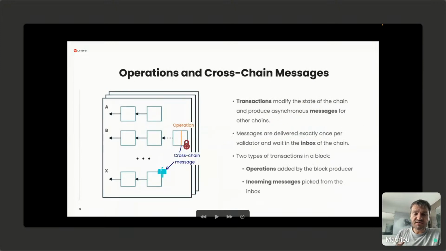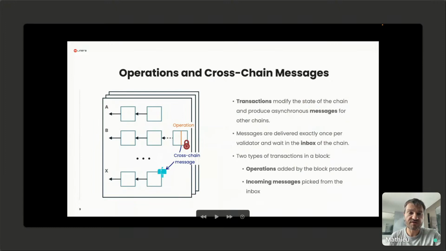Okay, and so now, how does it work when you want to program an application that does something useful? Something useful generally requires users to interact with each other or to interact with some objects. And more often than not, that requires sending messages from one chain to the other.